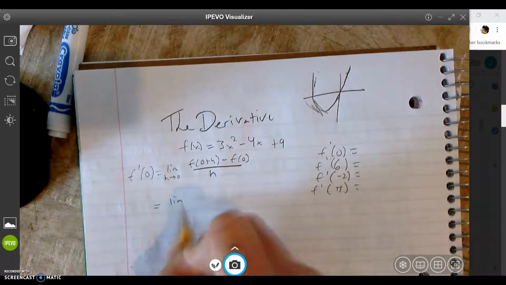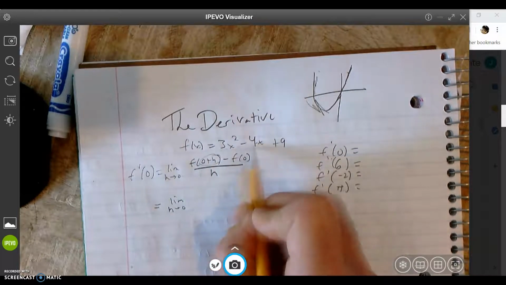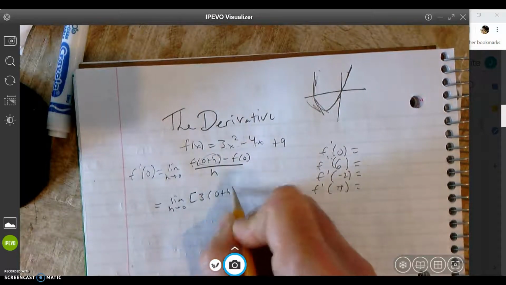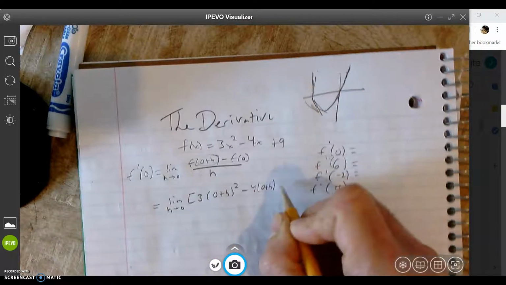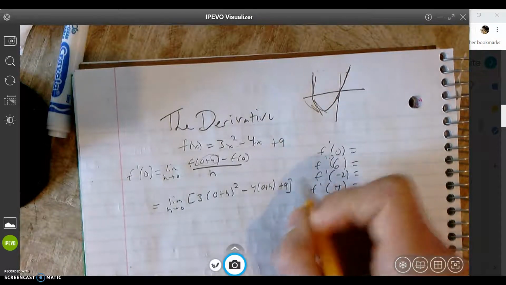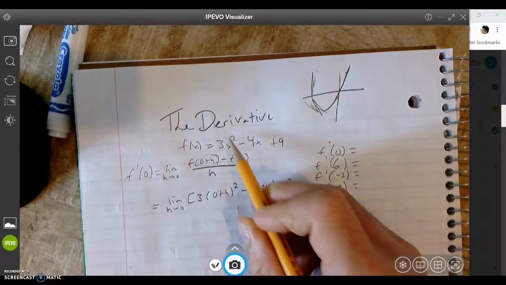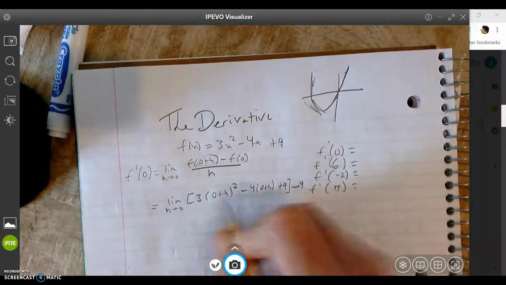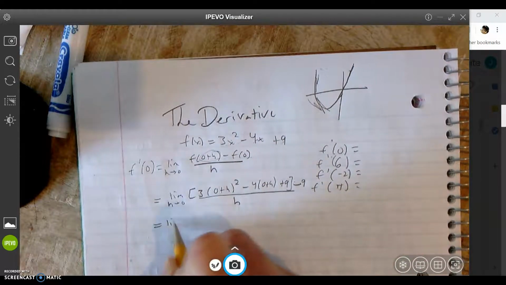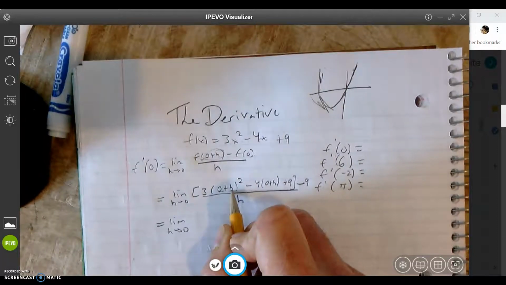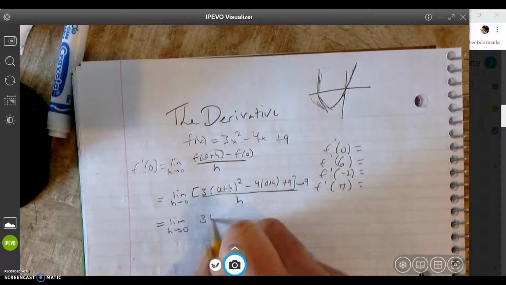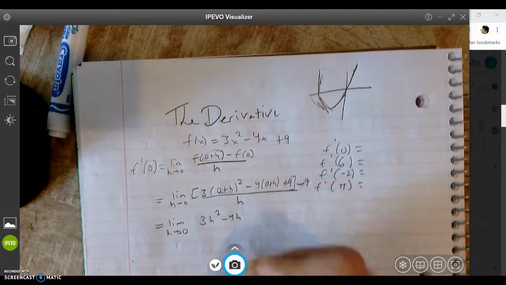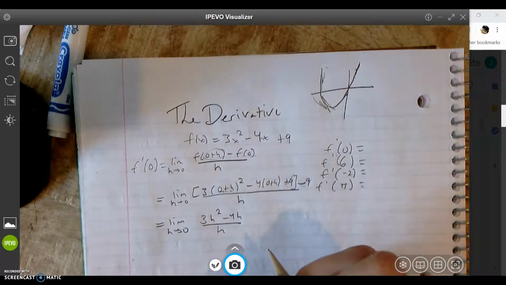That equals the limit as h approaches 0. So plug in 0 plus h into all these. So that's going to be 3(0 plus h) squared minus 4(0 plus h) plus 9. Bam. Minus f of 0. So when you plug in 0 here, it's going to be 0 minus 0 plus 9. So that's going to be 9 all over h. So equals the limit as h approaches 0 of 0 plus h is just h. 0 plus anything is just itself. So this is 3h squared minus 4h. 9 minus 9 is 0. So over h. Cool. So we got that so far.